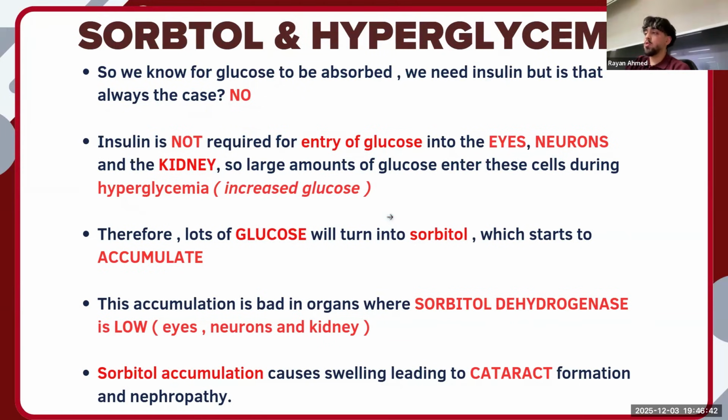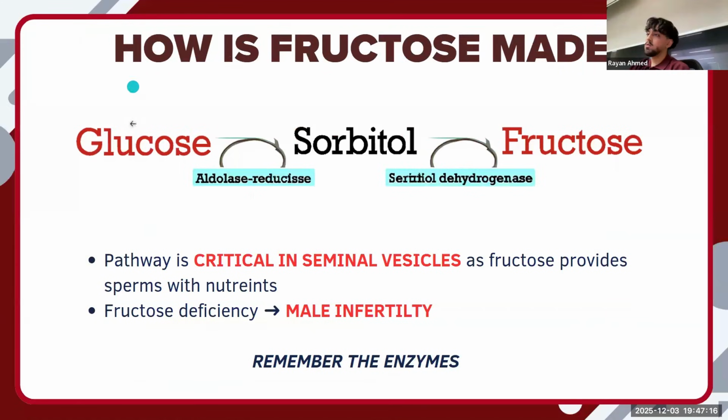So what this means is for most of your body, we need glucose and insulin for being absorbed. But in three specific areas, eyes, neurons, and kidneys, we don't need insulin. So large amounts of glucose enter these cells during hyperglycemia. I need you guys to remember eyes, neurons, and kidney, because this is where large amounts of glucose can be accumulated. Therefore, the glucose will turn into sorbitol, which starts to accumulate. Remember the whole pathway right here? Glucose, sorbitol, fructose.